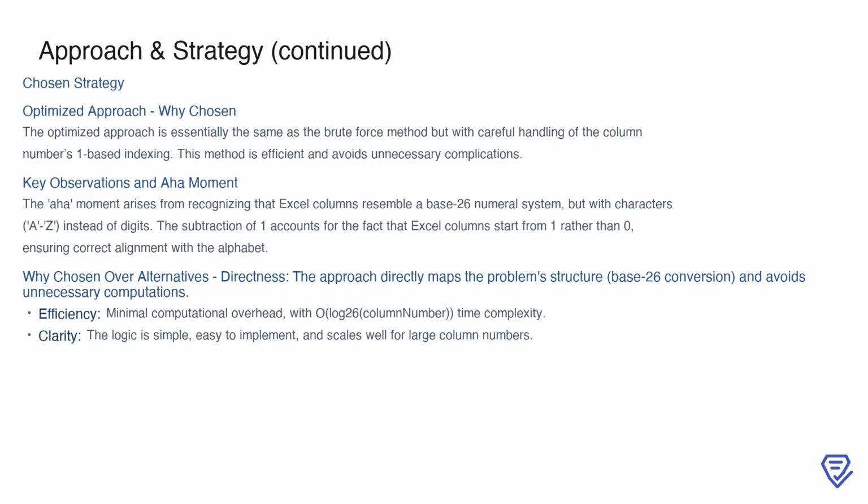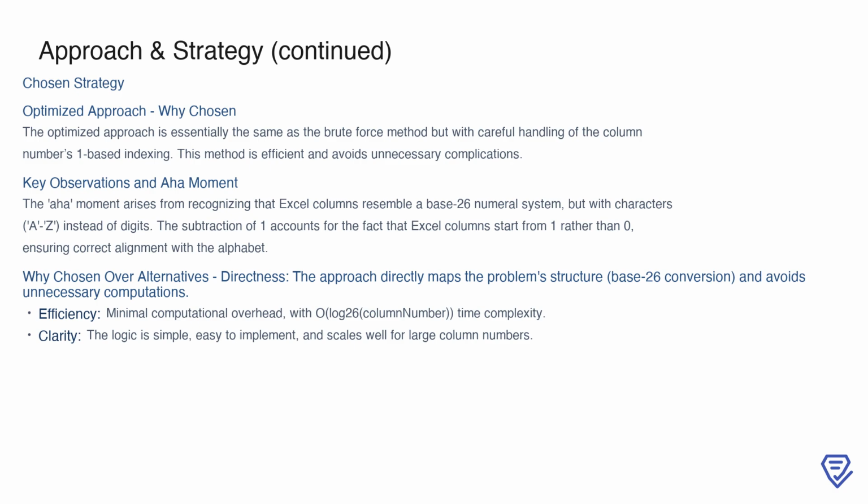A key observation here is that Excel columns behave like a base 26 numeral system, but instead of digits, we use letters from A to Z. The aha moment is recognizing that subtracting 1 from the column number aligns it correctly with the alphabet, ensuring that 1 corresponds to A, Z to 26, and AA to 27. This insight simplifies the mapping process and eliminates potential errors.